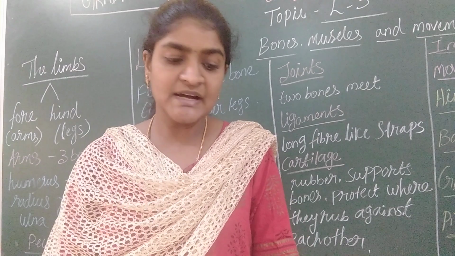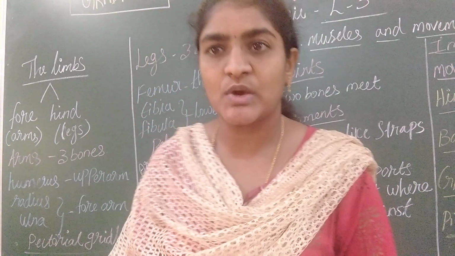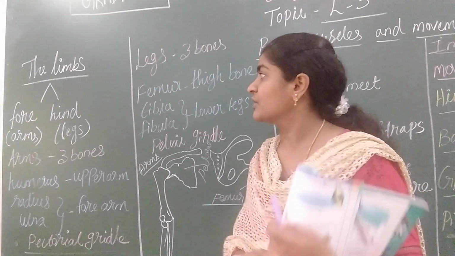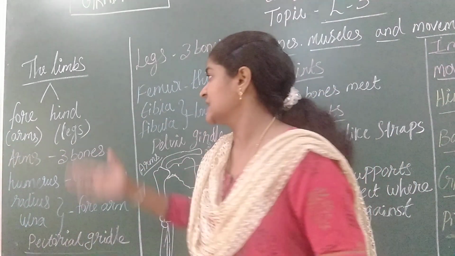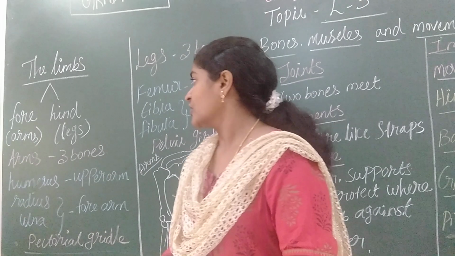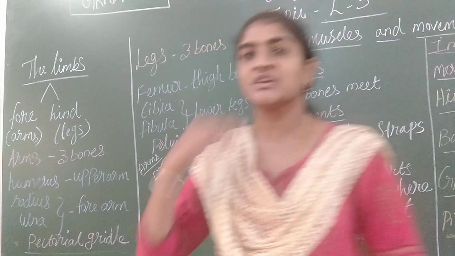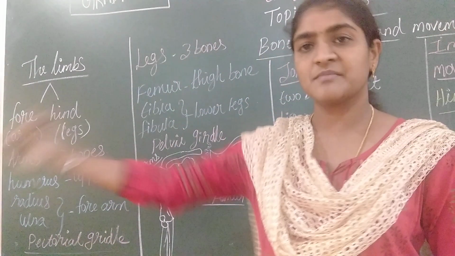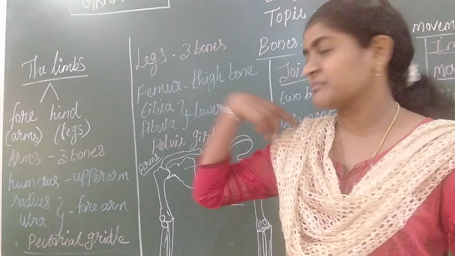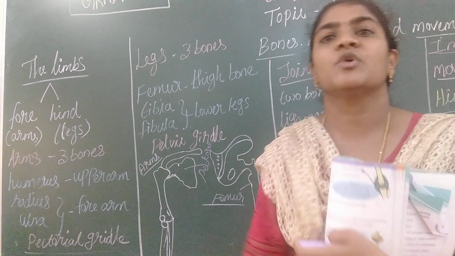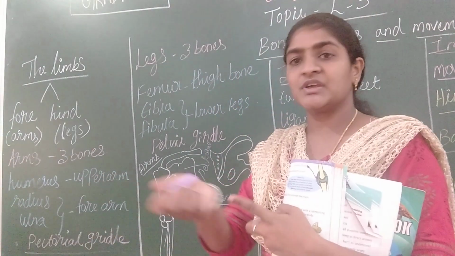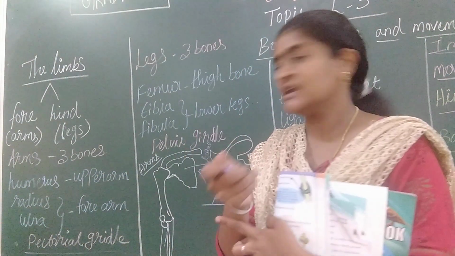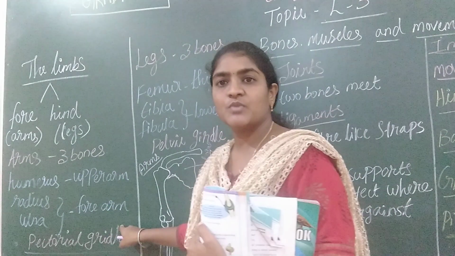So these are the limbs. I am going to repeat the limbs once again. The forelimbs are the arms and the hind limbs are the legs. The arms have 3 bones. From here to here, the bone is called the humerus, the upper arm, and from here to here we have the radius and ulna, the forearm bones.